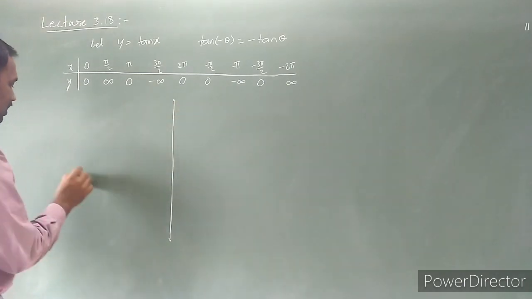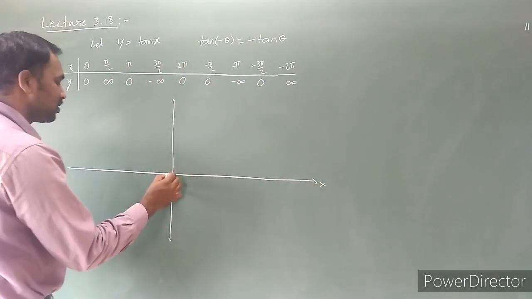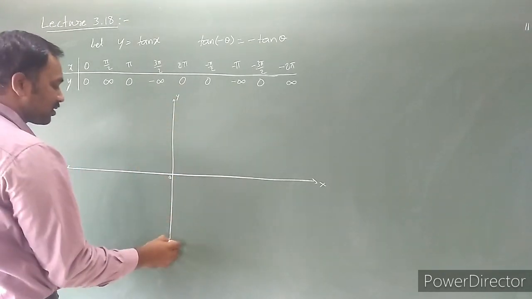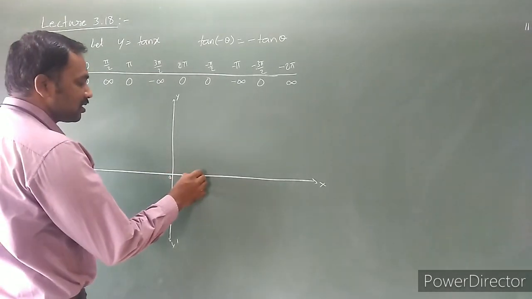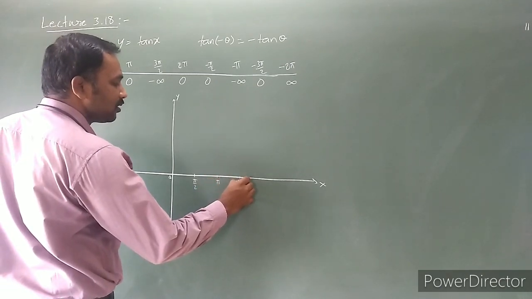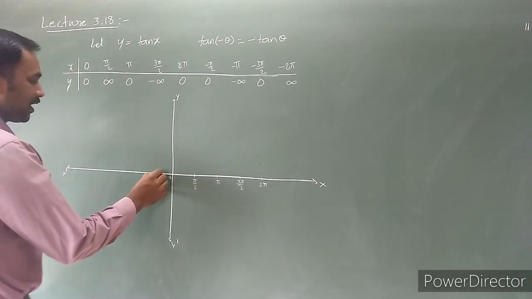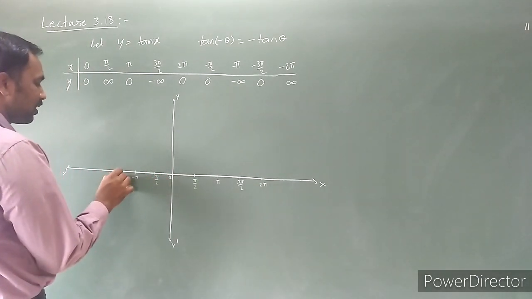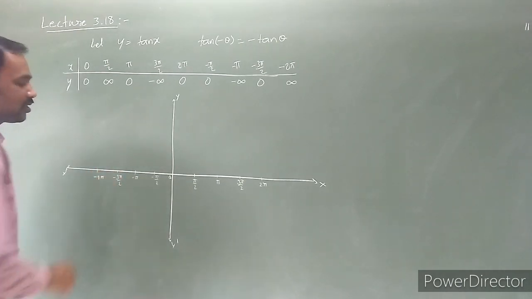Okay, I just consider the x and y axes. This is the positive side of the x axis, negative side of the x axis. Positive side of the y axis, negative side of the y axis. 1 centimeter is equal to 90 degree: pi by 2, pi, 3 pi by 2, and 2 pi. Similarly, on the negative side: minus pi by 2, minus pi, minus 3 pi by 2, and minus 2 pi.